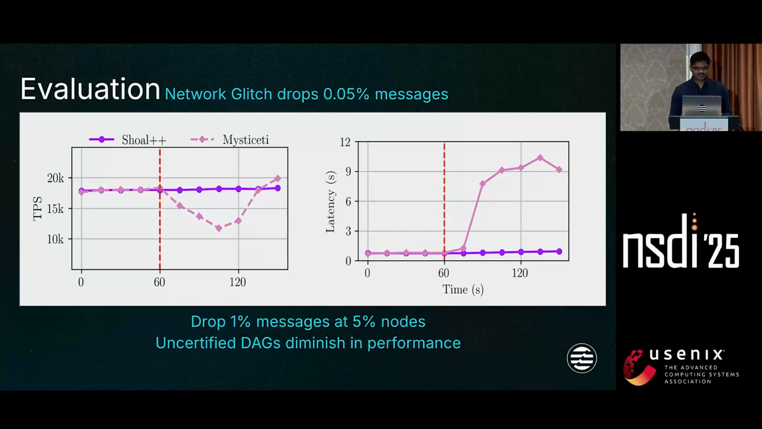And what we noticed is that because the nodes are not certified in uncertified DAGs, they quickly diminish in performance because replicas scramble to find the nodes that are missing. Some have them, some don't, so they scramble to find the missing pieces. But Shoal++, because they're certified, as long as they have the certificate, they can still construct the DAG and fetch the data in the background.